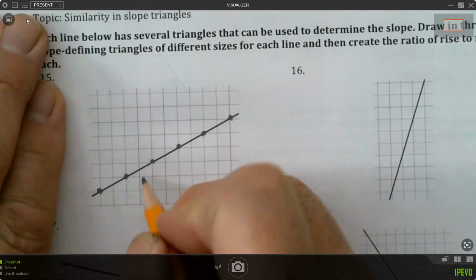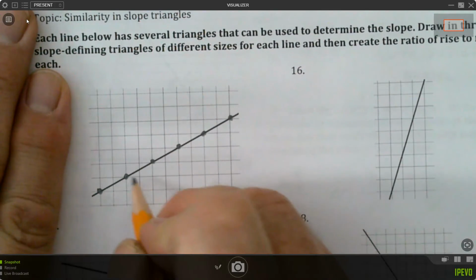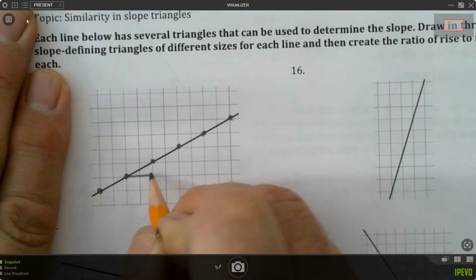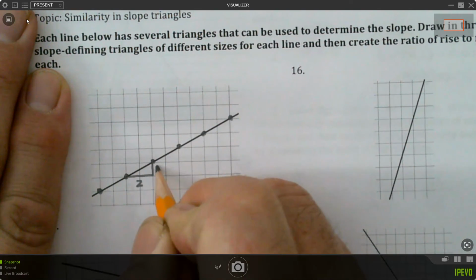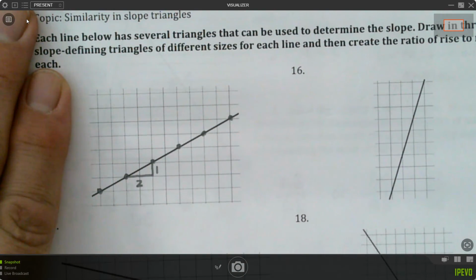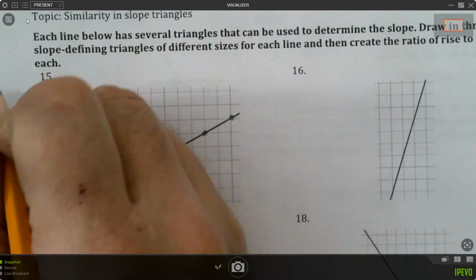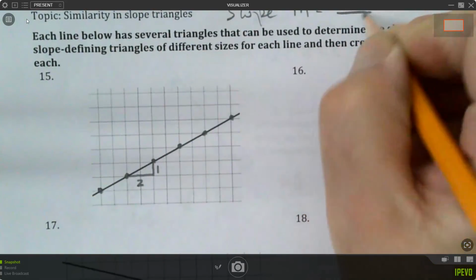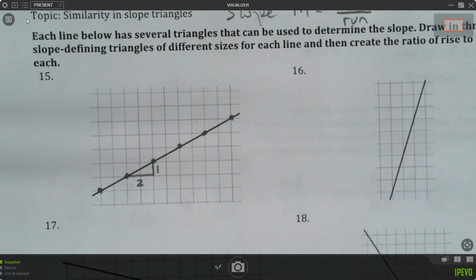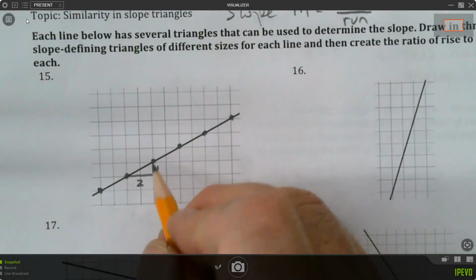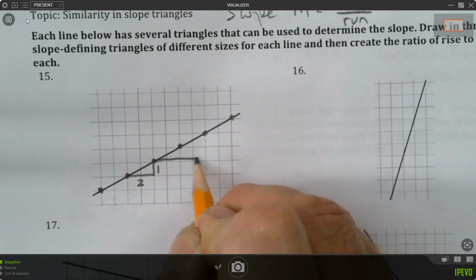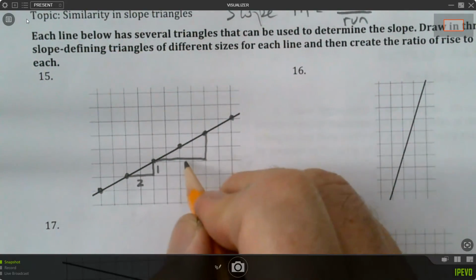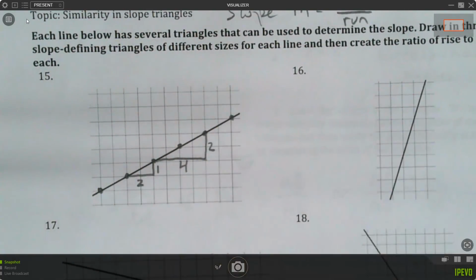And then, the way I did it, and I'm kind of happy with the way I did it, I started right here, and I made a triangle with a run of 2 and a rise of 1. Remember that slope, M equals rise divided by run. Rise is vertical change, run is horizontal change. I can also draw this triangle like this. And in this case, I've got a run of 4 and a rise of 2, don't I?